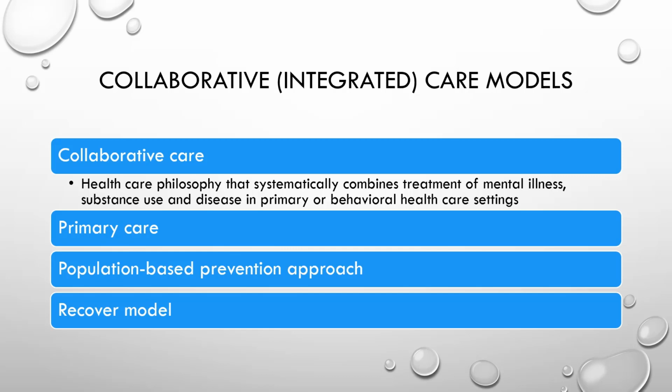Okay, collaborative integrated care models. Collaborative care is a more holistic. You're looking at treatment of mental illness and substance abuse as a disease in a behavioral health care setting. So what we're struggling with are diseases, not the way our brain takes in information. It's a primary care approach. It's a population-based prevention approach. And they have a recovery model.